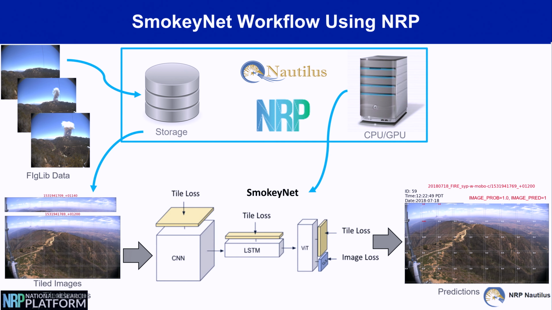Okay, so this is our workflow using NRP. So FigLib images are stored in Ceph volume on Nautilus. And then these images are processed for use by SmokeyNet. SmokeyNet takes these images as input and then outputs the tile and the image probabilities. And then, of course, the results are stored back into the Ceph volume. I just didn't add that arrow because it kind of made the image a little bit messy.